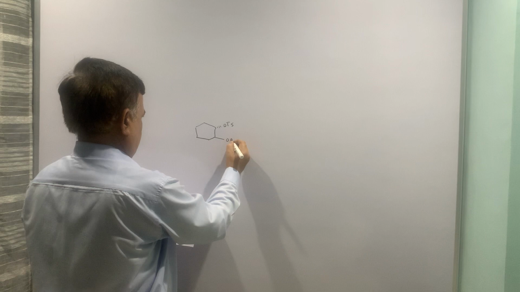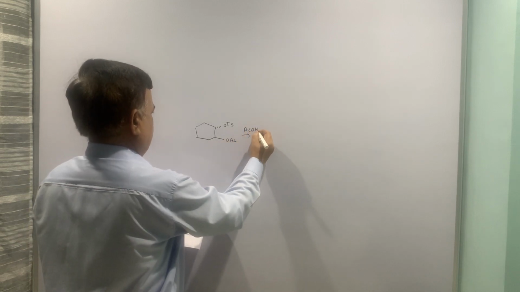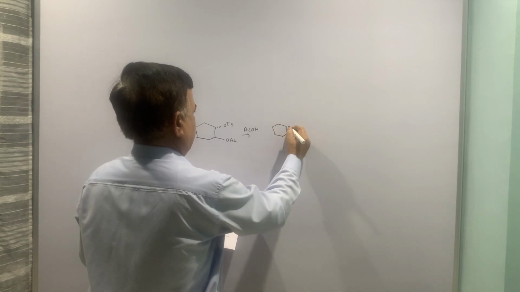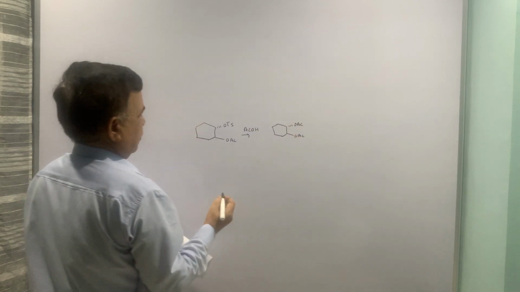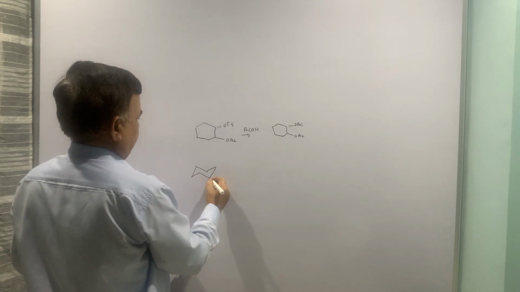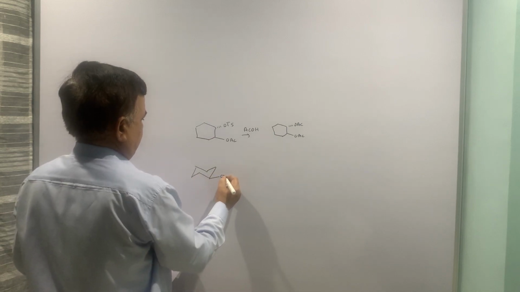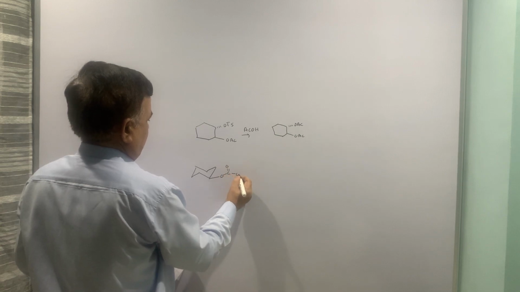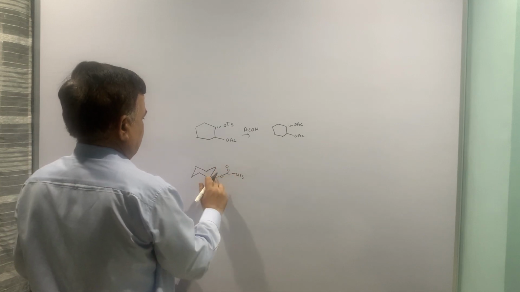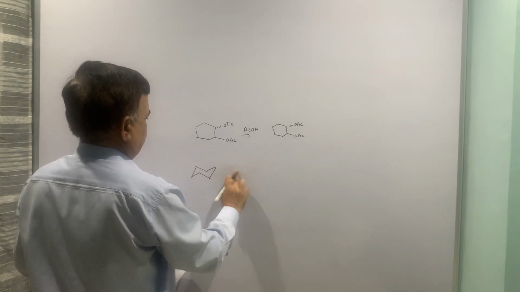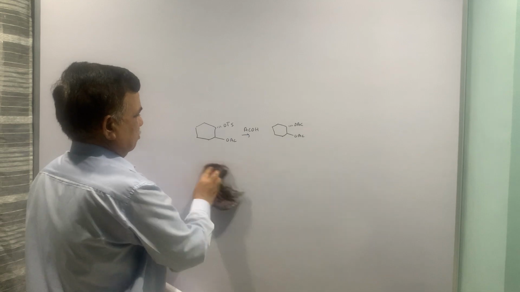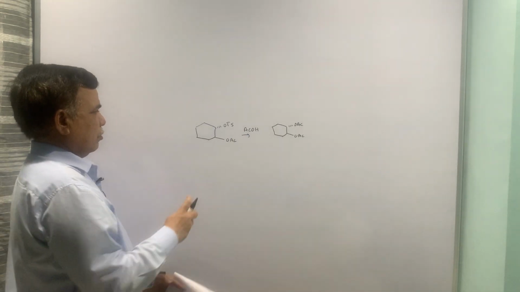OTs, OAc, acetic acid. So this is again acetolysis, and you are getting the acetate from the same side. So this is a typical example. I'll have to draw the OCOCH3, that is acetate, and then or else we can draw it showing tosylate alpha axial.